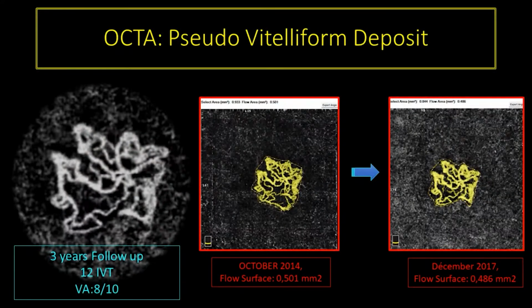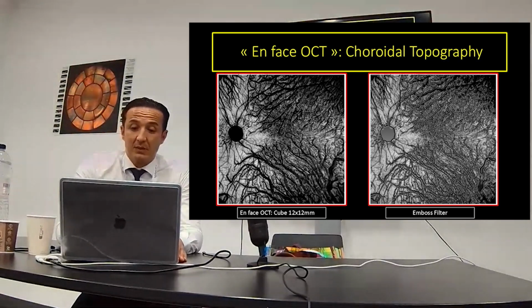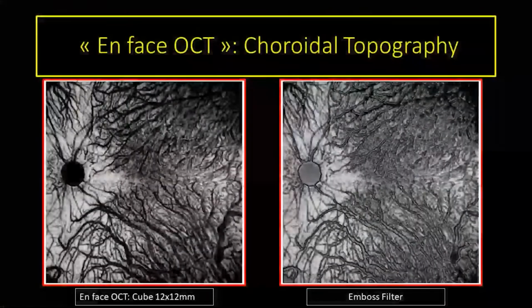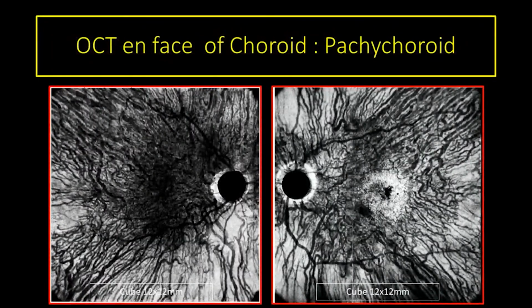The CNV is not always in wet AMD, and sometimes you have CNV in chronic CSC or in a pachychoroid spectrum, and you have to use en-face to have a choroidal topography. This is an en-face OCT obtained by the OCT angiography cube of 12x12, and you can analyze the topography of the vessel. And look here, a pachychoroid spectrum in the left eye.